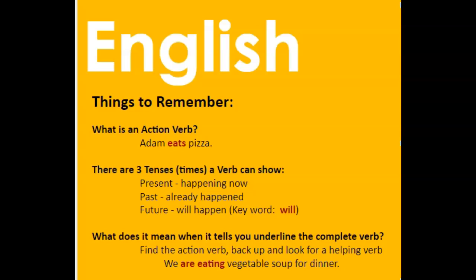So you find the action verb, you back up, you look for the helping verb. If there is a helping verb, that becomes part of the verb. And that's what it means when it's talking about the complete verb. So a complete verb would be a helping verb plus an action verb. Like our sentence here, we are eating vegetable soup for dinner. Eating is the action verb. I back up. Oh, there it is. There is a helping verb, are. So are eating would be what we would call the complete verb.